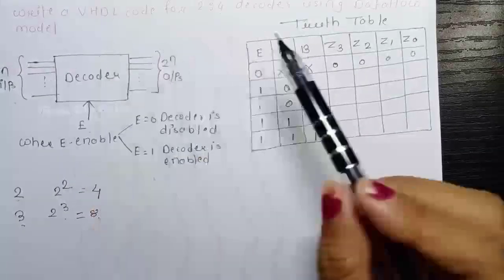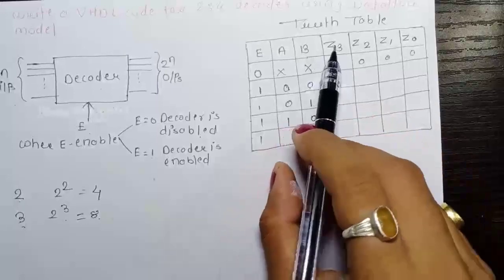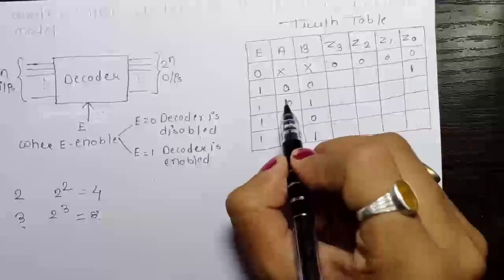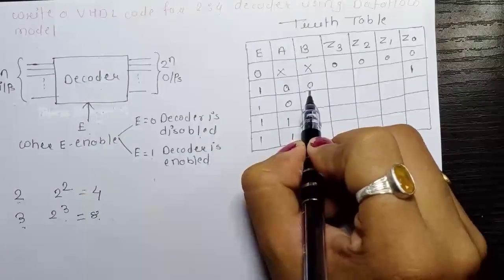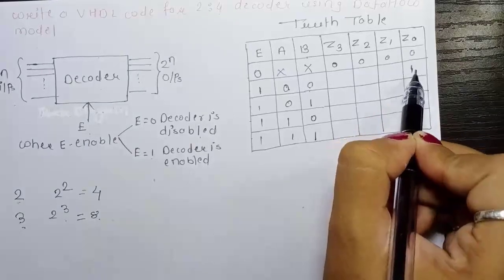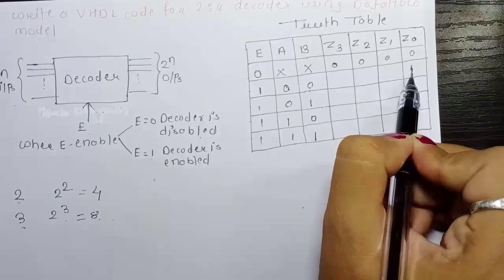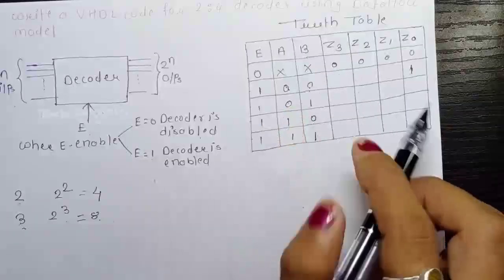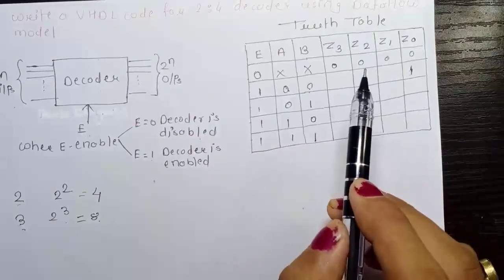So for example, if you are having 0 0 at the input line, you need to put 1 here, because the decimal value of 0 0 is 0. That means the output Z0 will be enabled. That's why I am putting 1 here. That is, it shows the value of Z0 as 1.